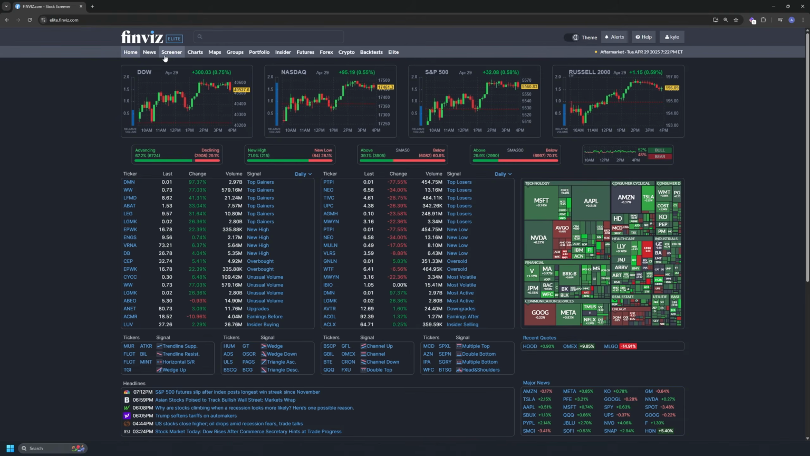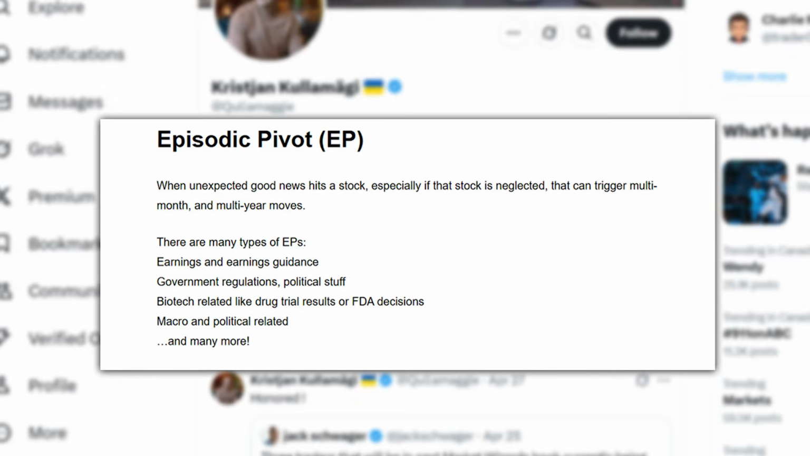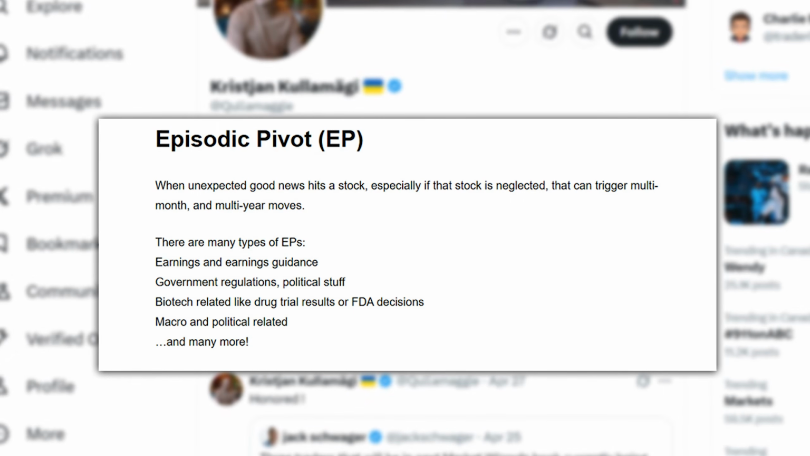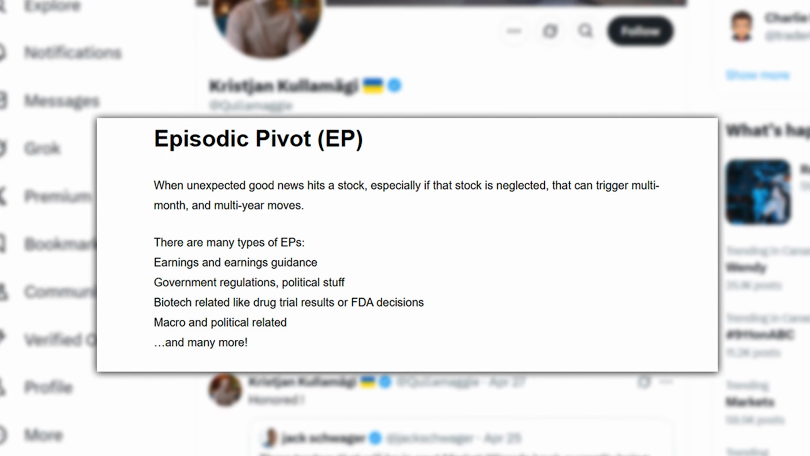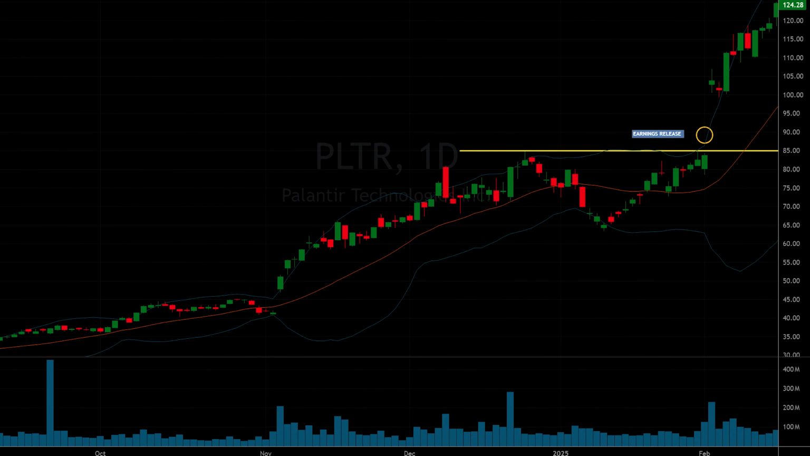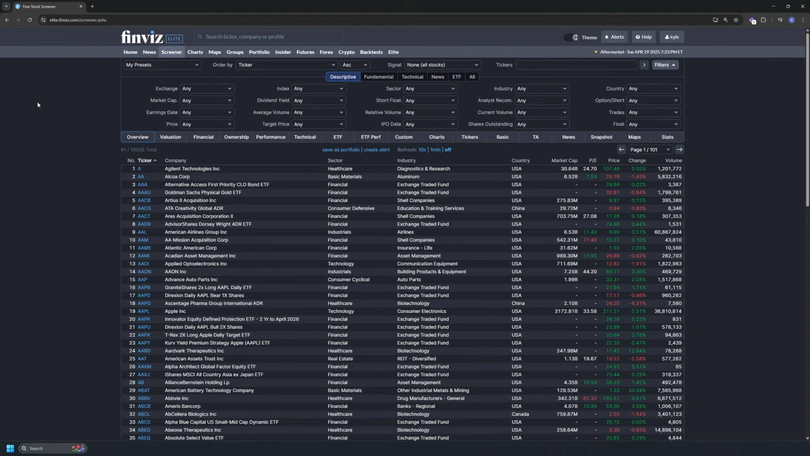So when we're on Finviz, what you need to do is go to screener, and the first setup we're going to be looking for is going to be stocks that are breaking out on recent earnings or will be about to break out on earnings. So these stocks are normally leaders in their sector or have been consolidating for a long time and are about to break out.